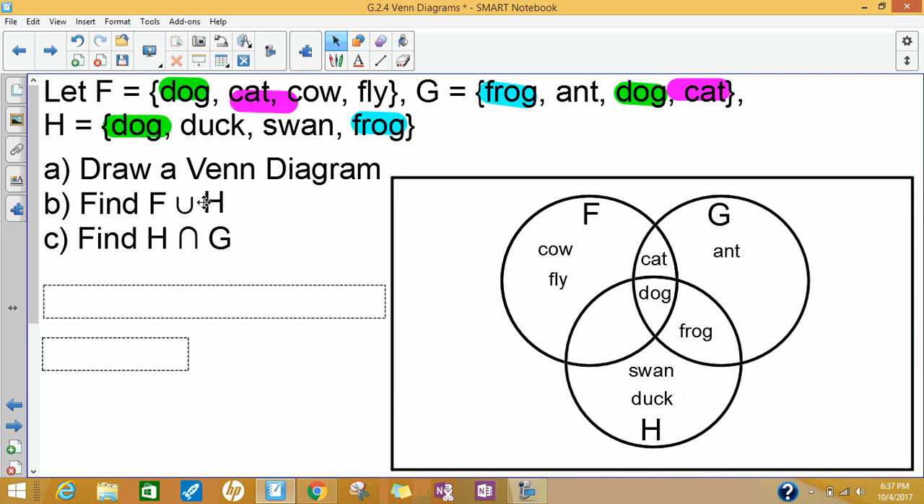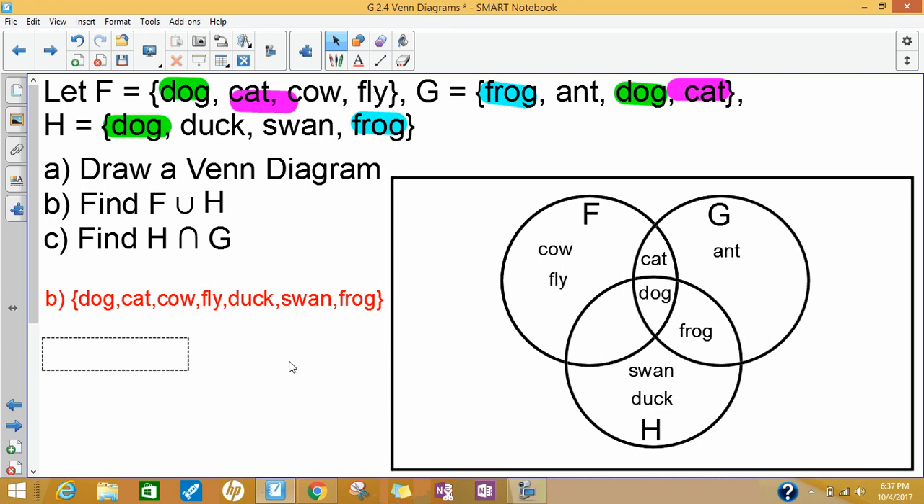So if I want to look at the union of F and H, I'm looking at all the animals that are in F and all the animals that are in H, and I put them together, which makes the set dog, cat, cow, fly, duck, swan, and frog. Those are all the animals that are in the H circle and the F circle put together. Again, we don't repeat the ones that they have in common, which is dog.